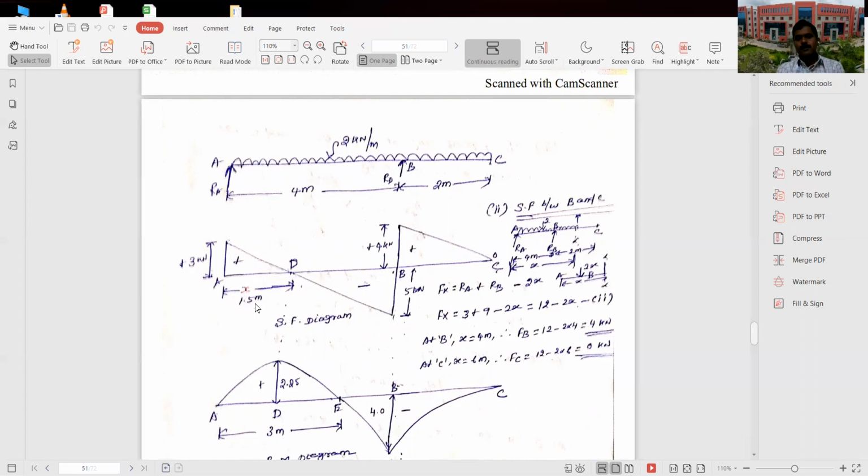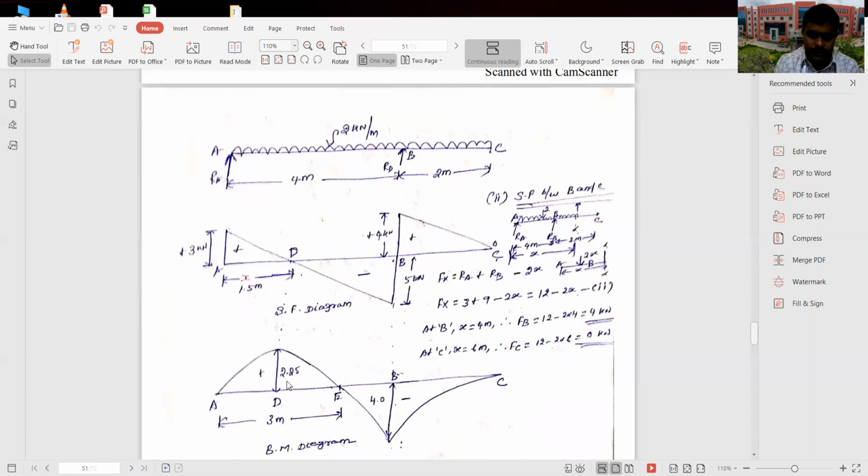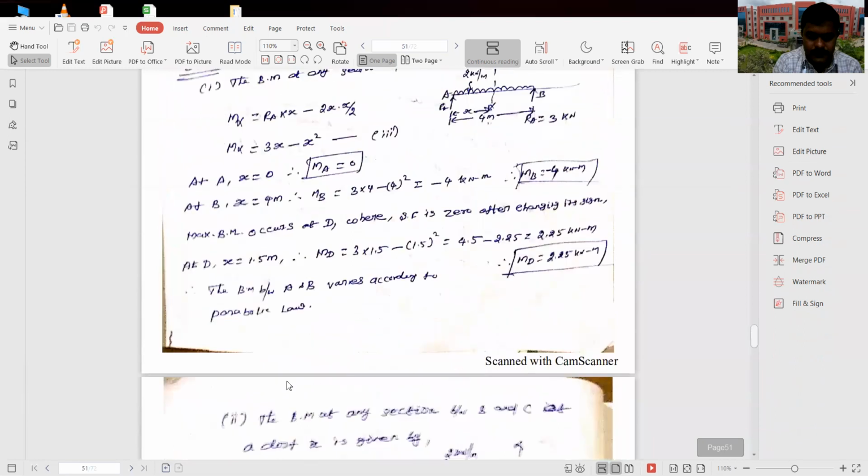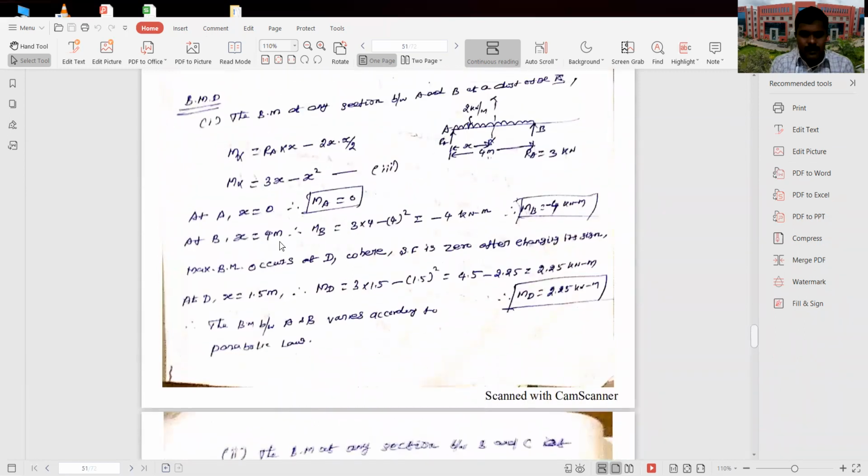So if you substitute x equal to 1.5 meter in the equation, you will get the maximum bending moment. That is the meaning: at x equal to 1.5 meter, the shear force value is 0. Therefore, if you substitute x equal to 1.5 meter in the bending moment equation, you will get the maximum bending moment. Therefore, at D, x equal to 1.5 meter. MD is equal to 3 into 1.5 minus 1.5 square. So if you substitute, 2.25 kilonewton meter, so the bending moment is maximum, 2.25, at point D.